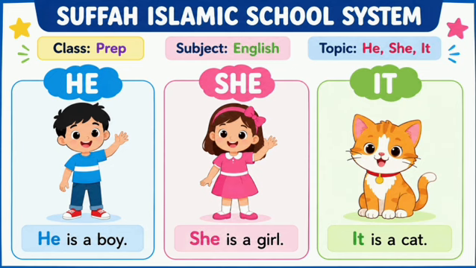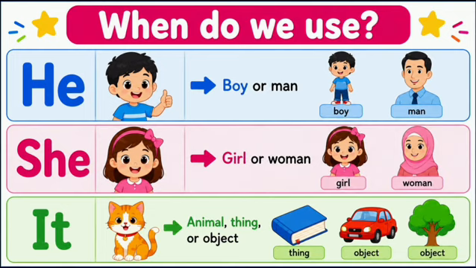Okay, so yesterday we learned the concept of he and she, and today we are going to learn he, she and it. The difference when we use he, when we use she, and when we use it. When there is a boy we use he, when there is a girl we use she, and when there is any object we use it. So he for boy or man, she for girl or woman, and it for anything: object, animals, fruits and anything.